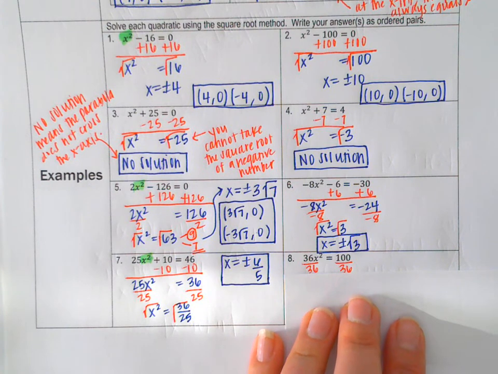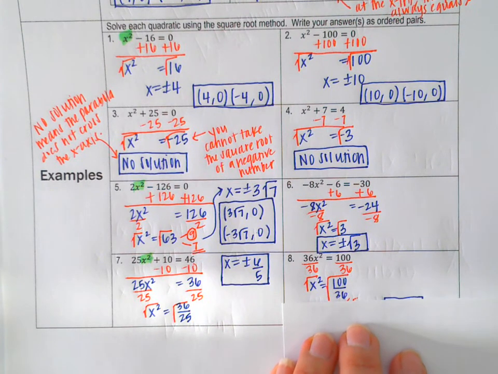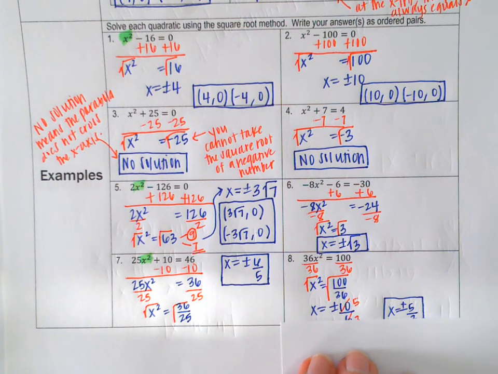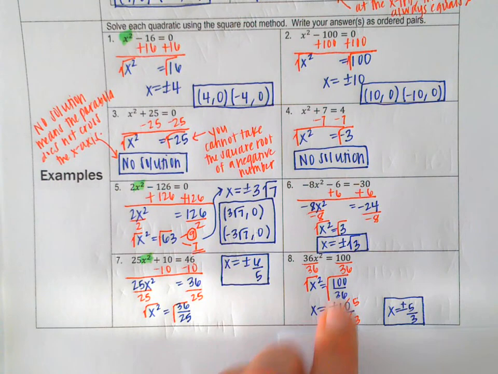Now, there's 2 ways that you guys could have done this. I did this as I just took the square root of both sides, and then the square root of 100 is 10. The square root of 36 is 6. So I got 10 over 6 and recognized that I could reduce that and I get my answer.